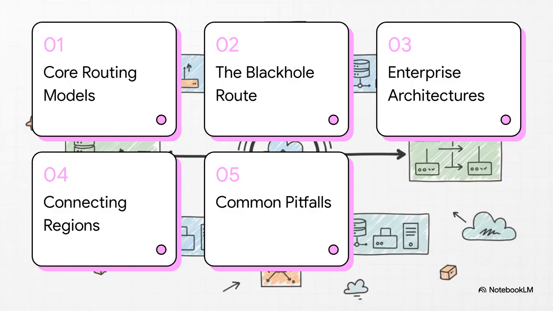So here's what we're going to cover. We'll kick things off with the 3 foundational routing models. Then, we'll get into a really cool trick, mastering the Blackhole route. After that, we'll look at building some serious enterprise designs, connect our networks across the globe, and wrap up by looking at the common mistakes that can really trip you up.